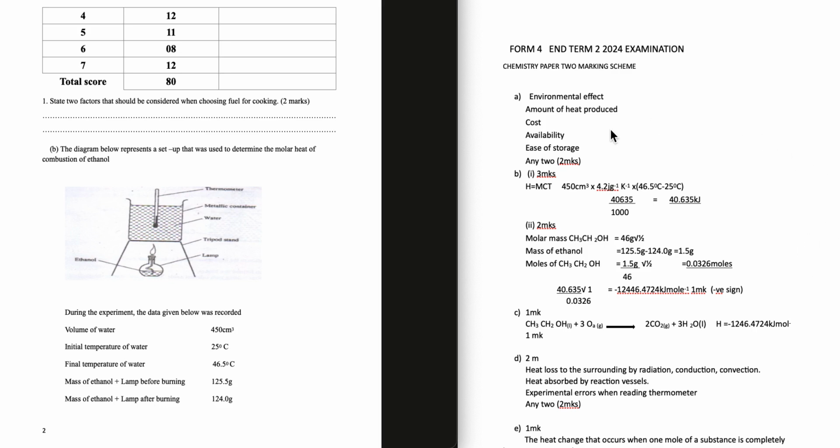Question 1. State 2 factors that should be considered when choosing fuel for cooking. Environmental effect, amount of heat produced, cost, availability, ease of storage. So you pick any two, or the student is supposed to write any two.